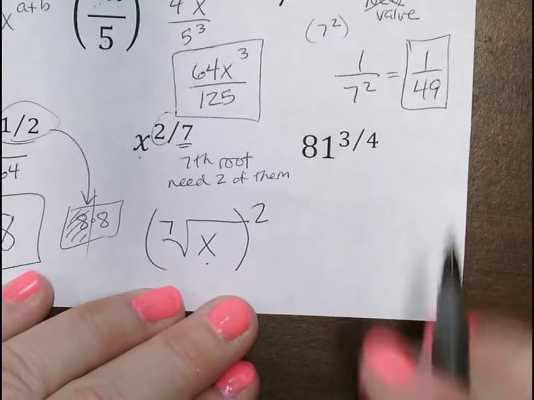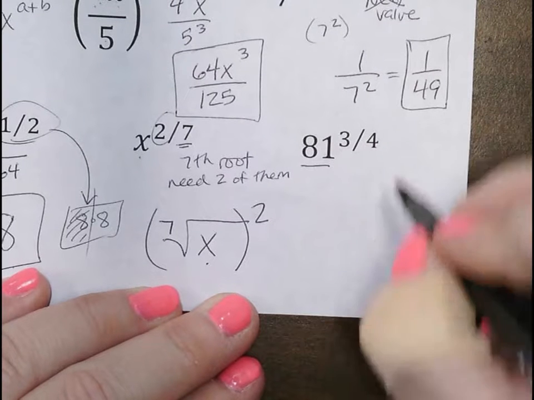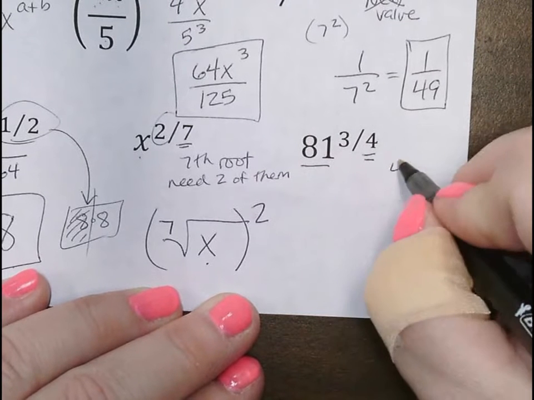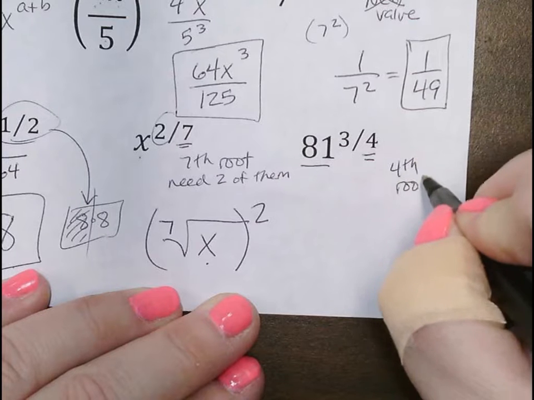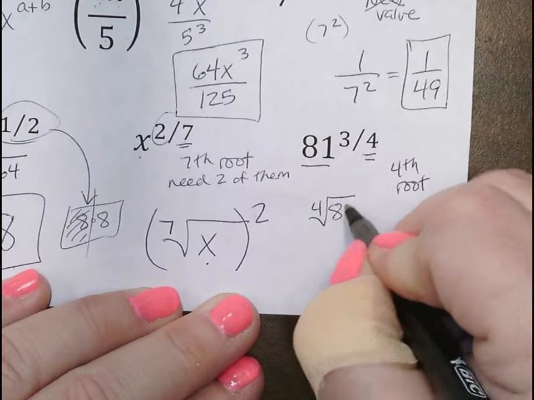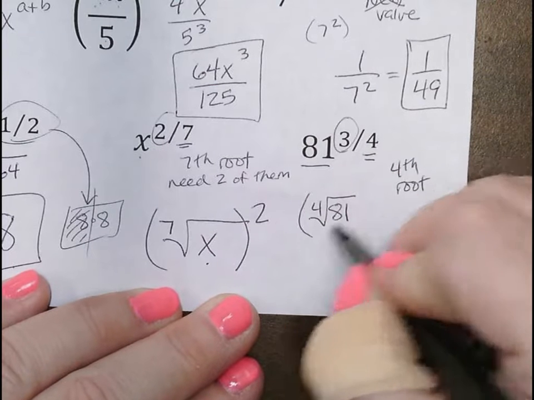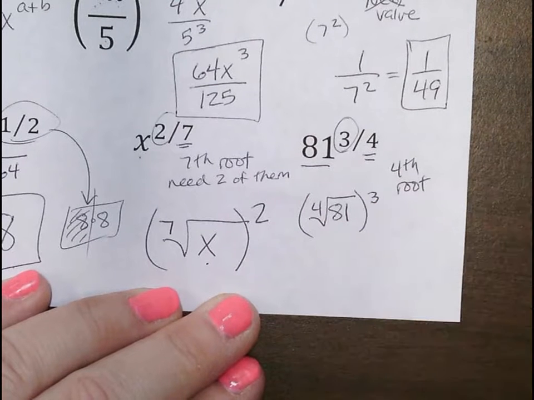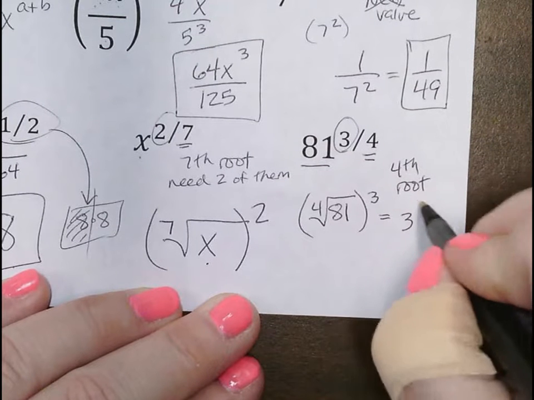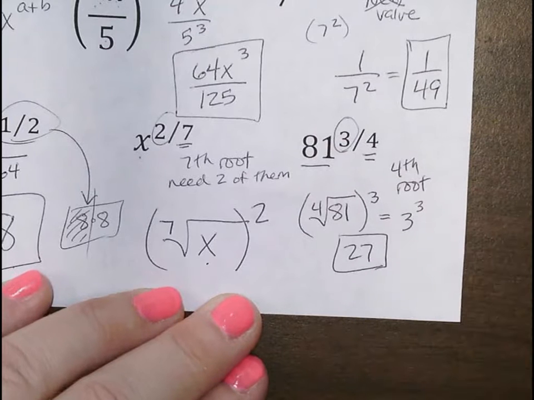81 to the 3/4 power is the exact same thing. That means I need to take 81 and break it into 4 equal parts. So in other words, I need to take the 4th root of 81. Then I will need to take 3 of them, so that will be to the 3rd power. The 4th root of 81 is 3. To the 3rd power gives me 27.